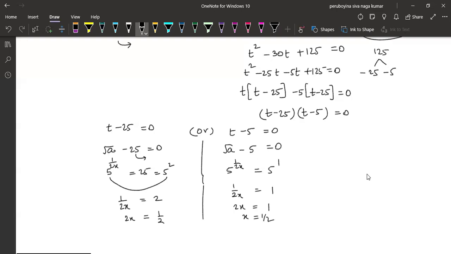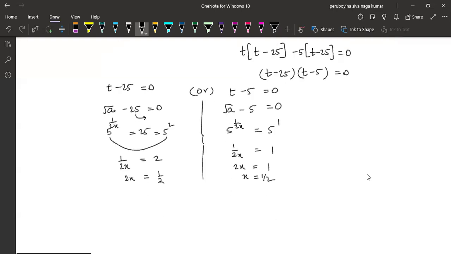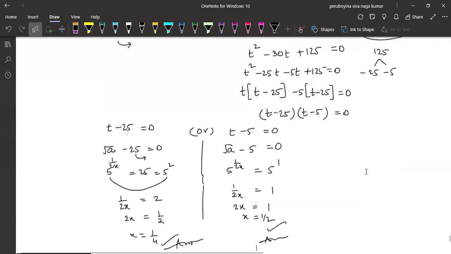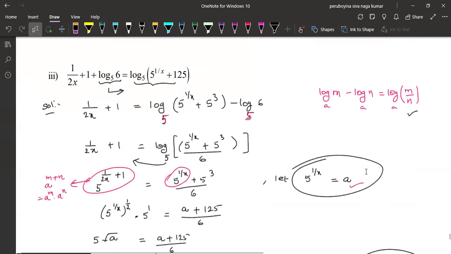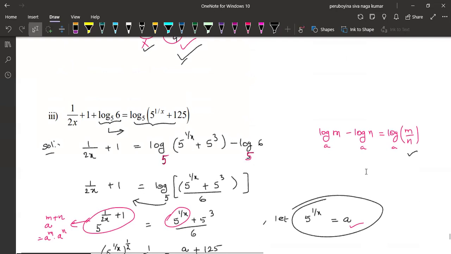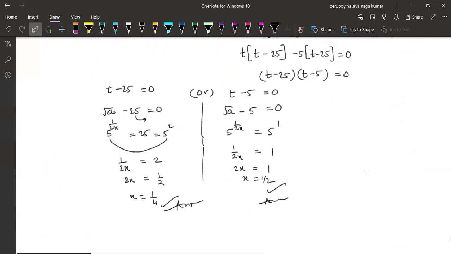So x is equal to 1 by 2 as one solution, or x is equal to 1 by 4 is another solution. So now we have to check whether both of these satisfy the given equation or not. Let's check 1 by 2. So look at the problem. If it is 1 by 2, I think 1 by 2 is a good fit here, right? Because we know that a power x is always positive. So no problem, both are solutions.